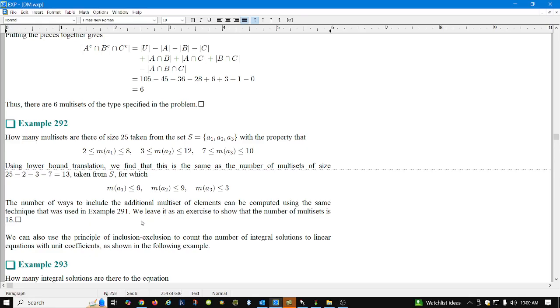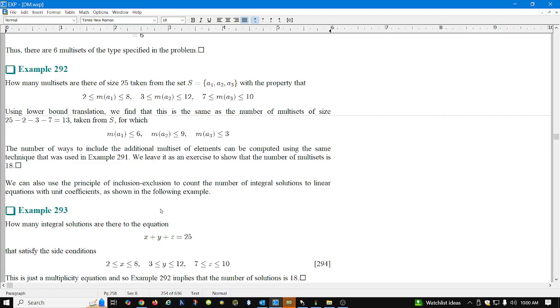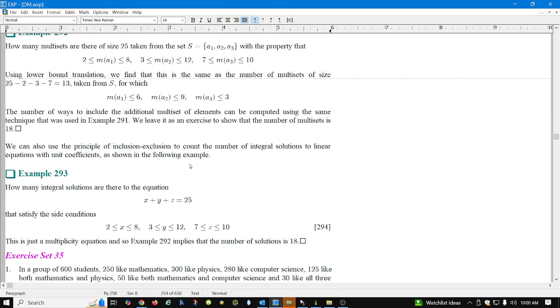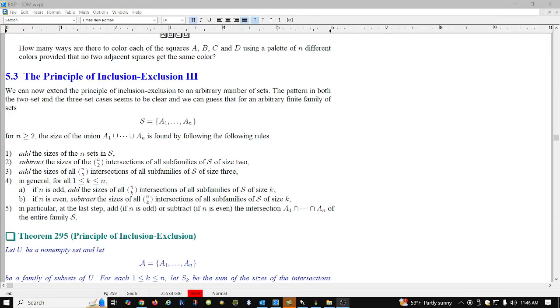We can also use the principle of inclusion-exclusion to count numbers of integral solutions. If you remember, that's just a different language for the same thing as multisets. And so I'll let you read this example for yourself. Well, okay, I think that will do it for this video. And next video, we'll talk about the full principle of inclusion-exclusion and its consequences.